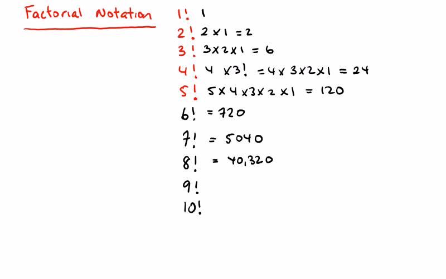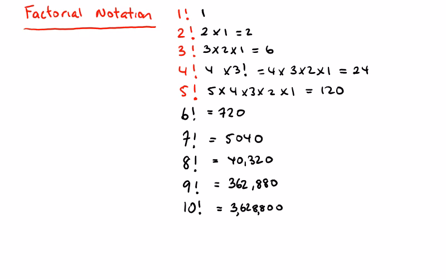If you multiply 40,320 by 9, you'll get 362,880. And if you multiply that by 10, we're up into the millions. 3,628,800. Little commas for my millions. So 10 factorial, up into the millions.